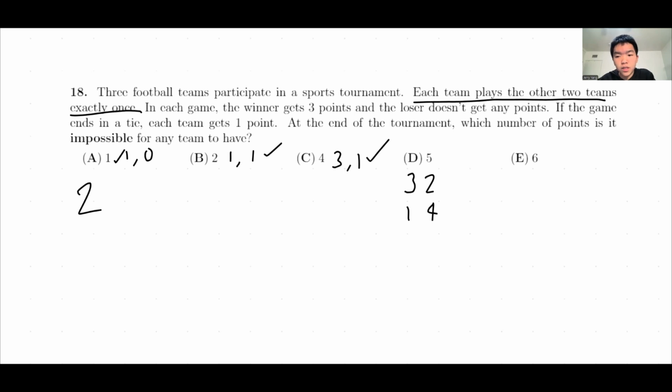So for E, you can make that. You just need 2 wins, right? 3 and 3. So we know that our answer here has to be D because there's no way you can get 5 points just by adding two numbers or just through 2 games. So our answer for question number 18 is going to have to be D.